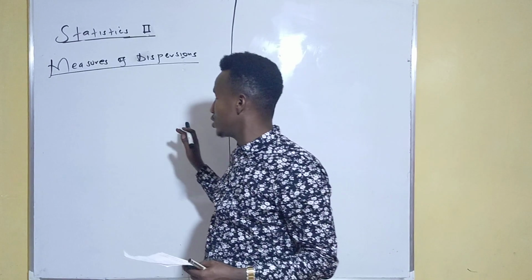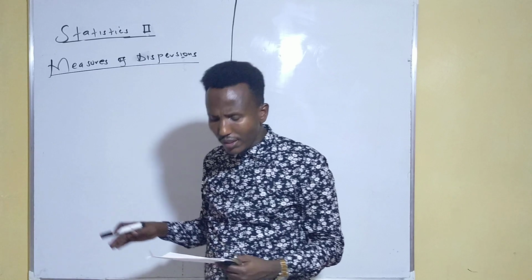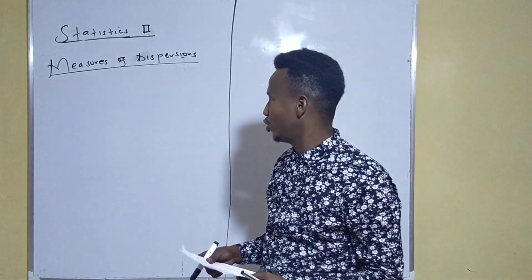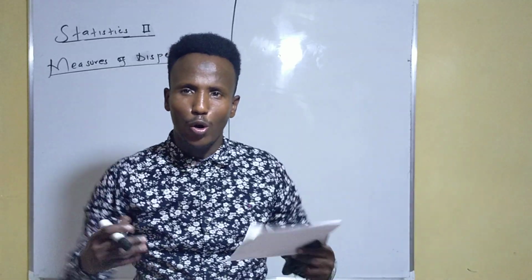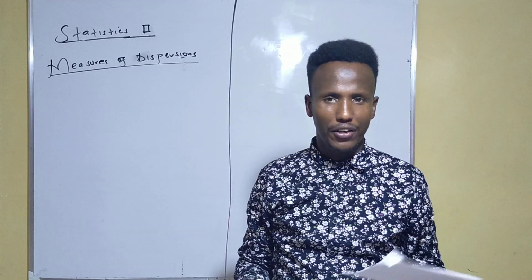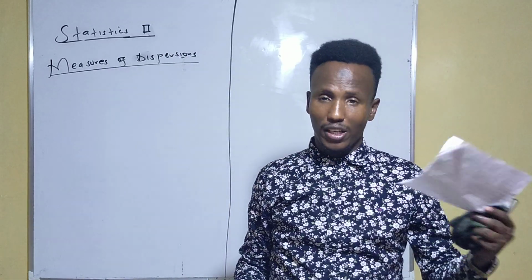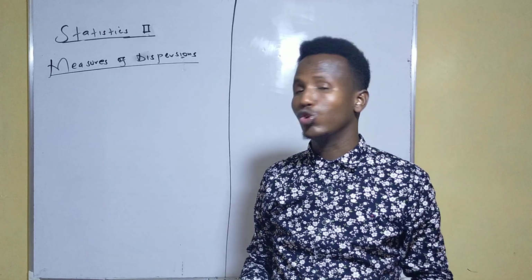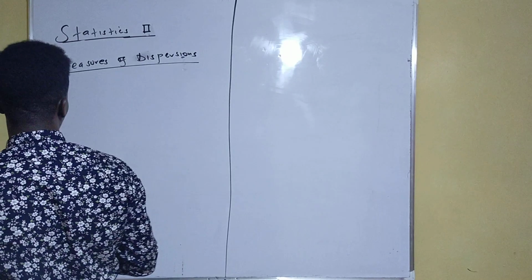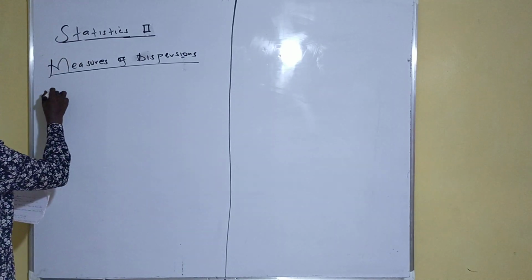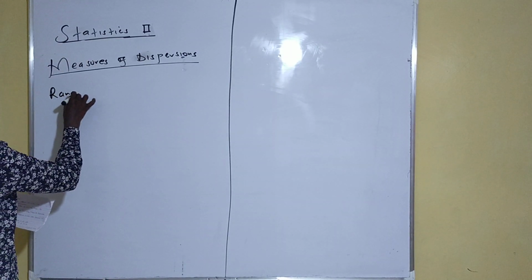So the measures of dispersion here, we'll be talking about the range, the lower quartile, the upper quartile, the median, the interquartile range, and the semi-interquartile range. Those are the things we're going to talk about. To start with, I'll give you the definitions of these things. We will start with what we normally call range.